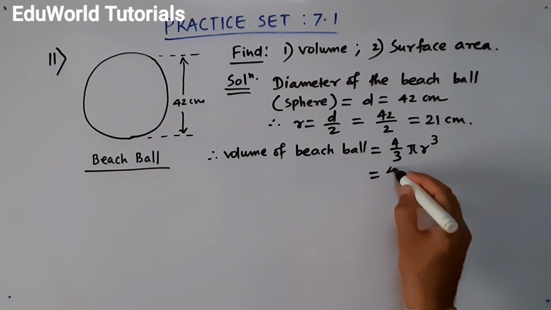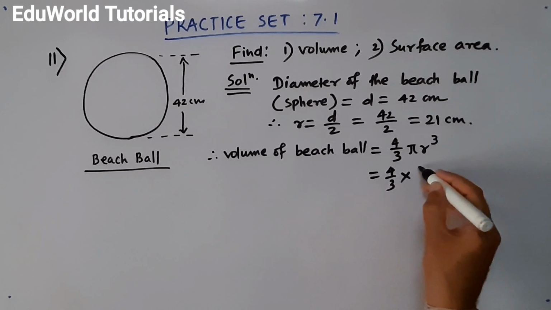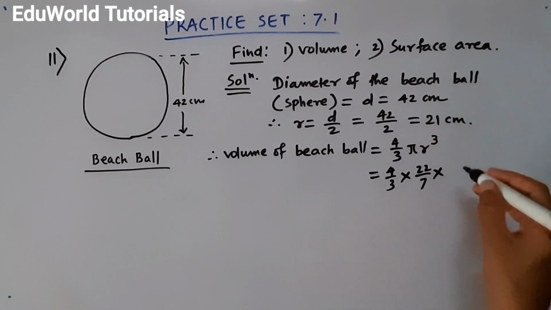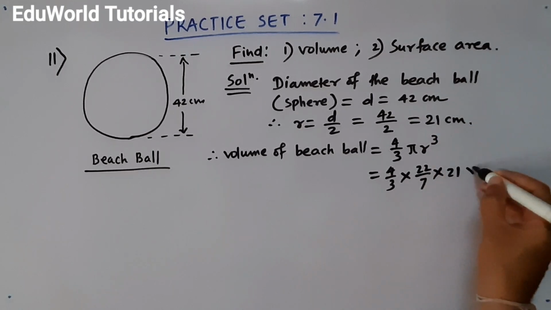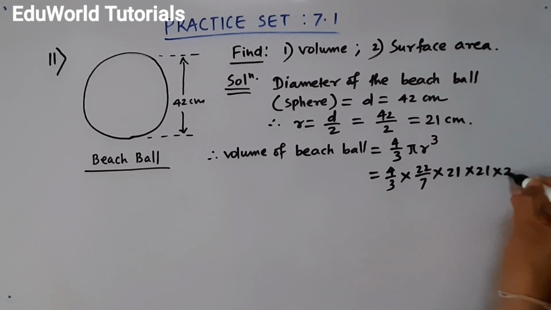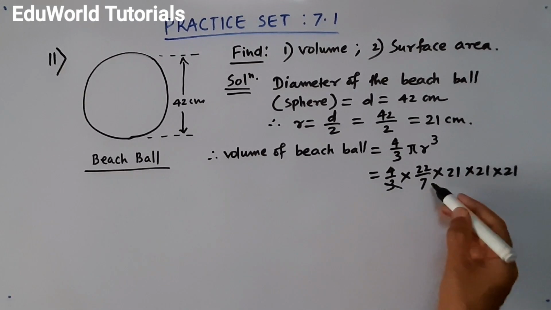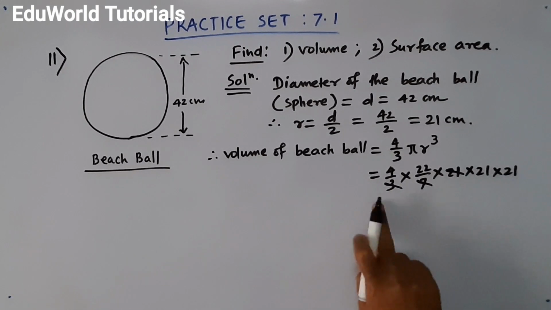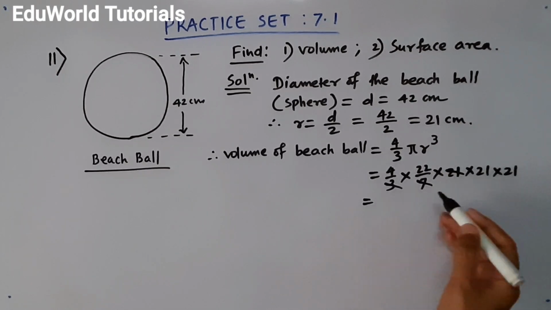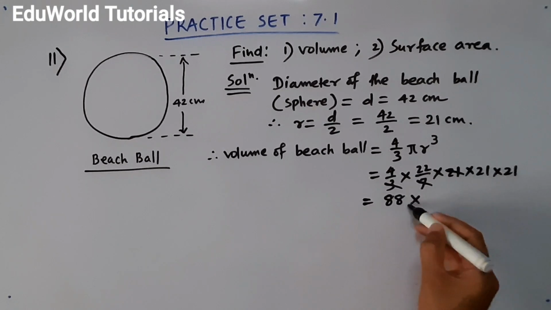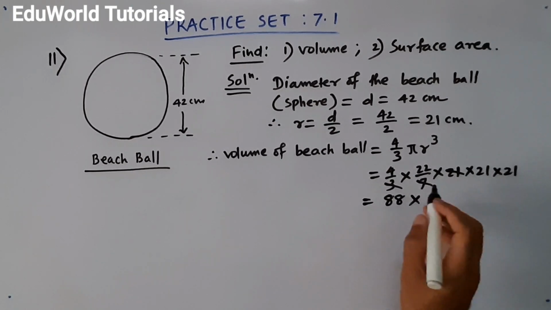So what we will do is 4/3 into pi, we are taking 22 by 7, into the cube of the radius, which is 21. So I will have to write 21 into 21 into 21, 3 times. 7 3s are 21, so we can cancel this 21 with this 21. And now finally what we have is 22 4s are 88, and 21 into 21 is 21 square.